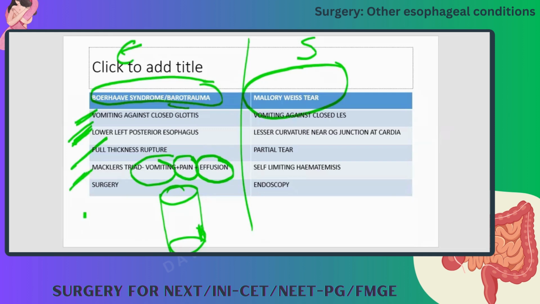So it is a full thickness rupture. You have to do an incision, open it, and close the esophagus. These are the 5 points. Again, I will repeat once.